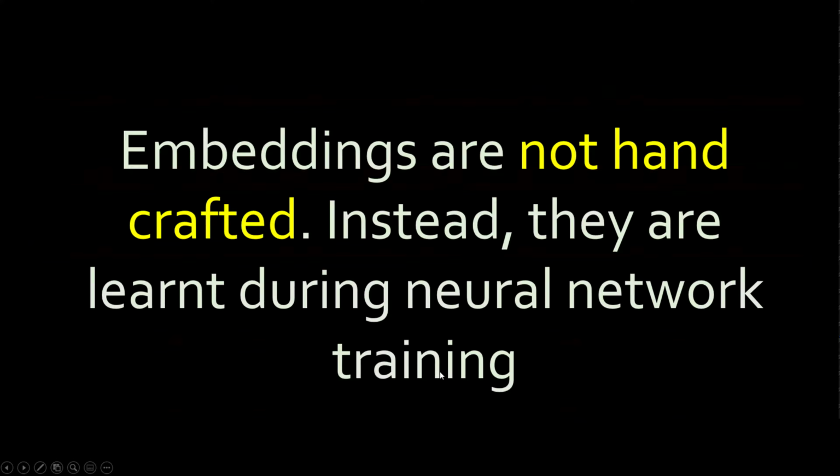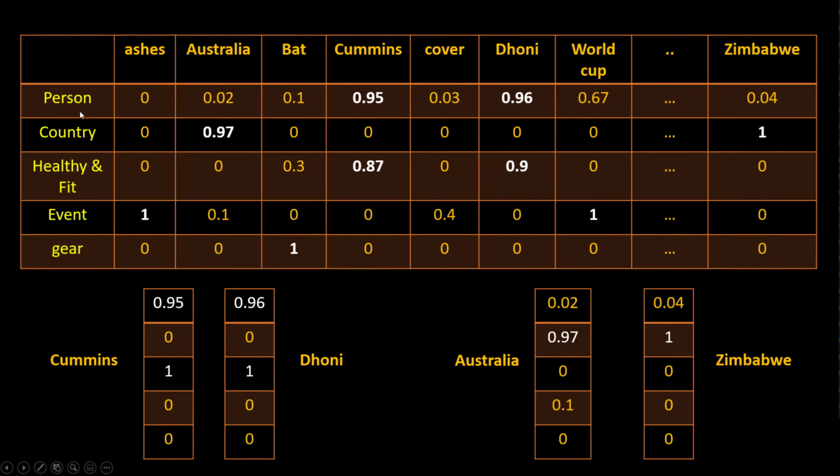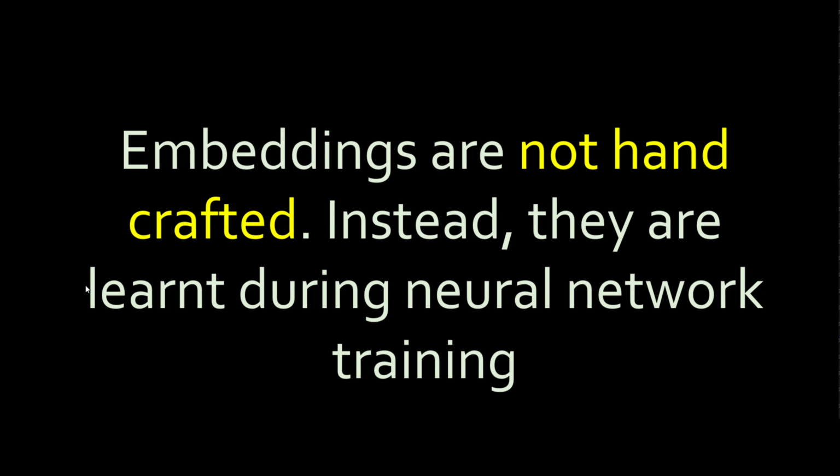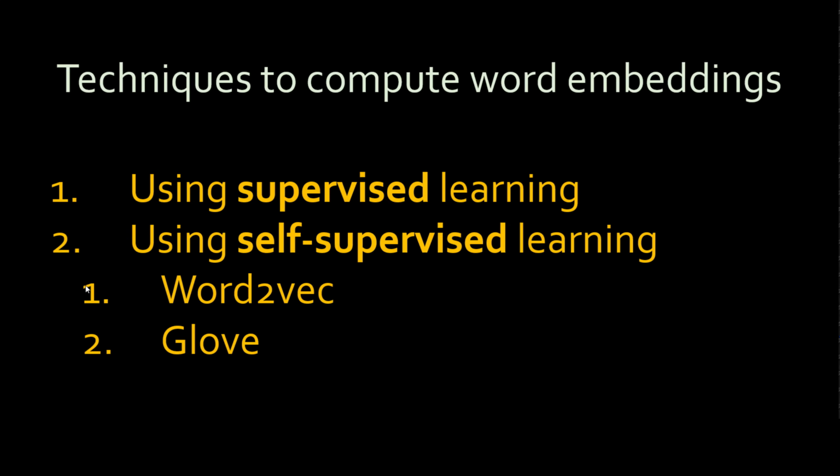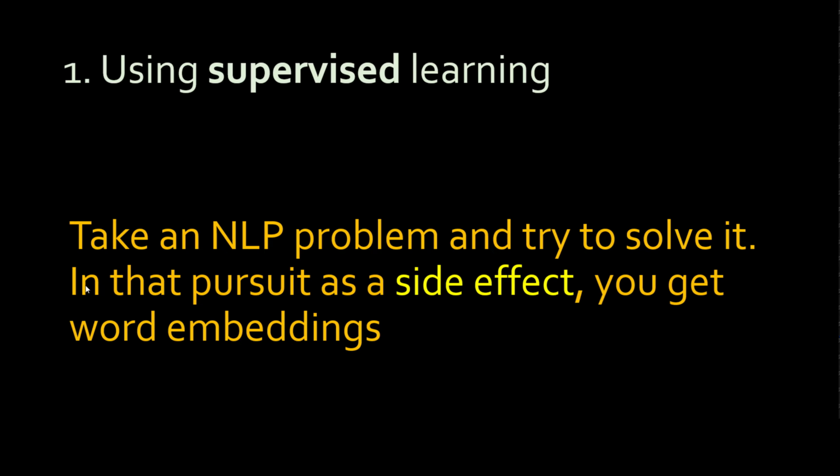Now the question is, how do you come up with these features? It seems a very laborious task. The good thing is neural networks can compute these features for you. These are not handcrafted. They are derived while training your neural network. And there are two techniques which I already talked about initially, which are supervised learning and self-supervised learning. So word2vec and GloVe are the self-supervised learning techniques. In this video, we are talking about the supervised learning technique.